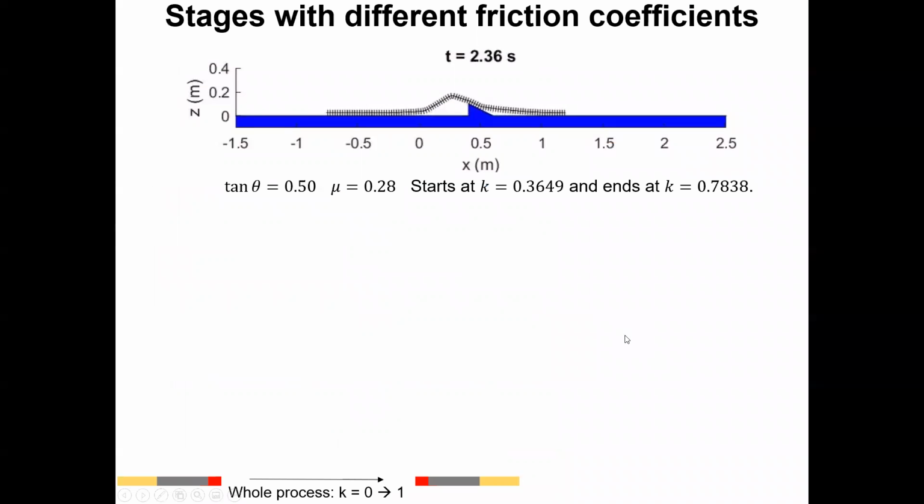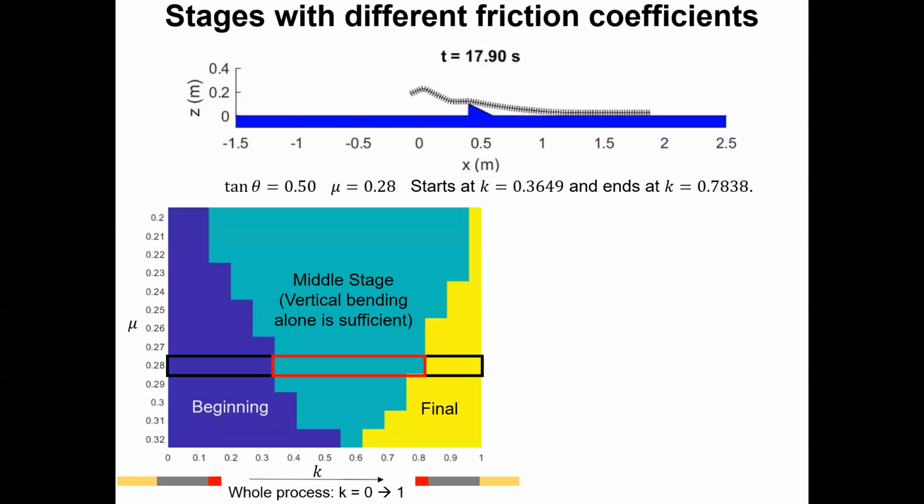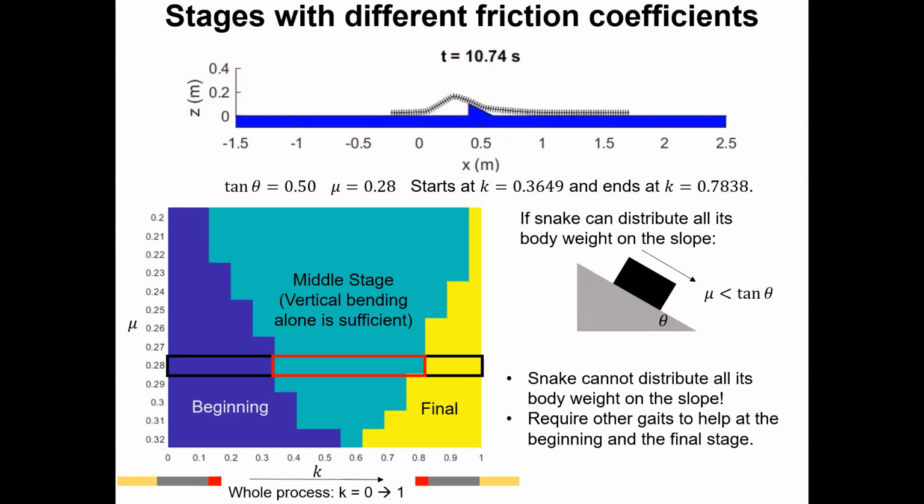Here, we position the snake at the critical point between the beginning stage and the middle stage, and then initiate the motion. The snake finally gets stuck at the critical point between the middle stage and the final stage. Vertical bending alone may only apply to the middle stage. We also tune the friction coefficient and summarize the state range. The case of mu equals 0.28 is boxed in the color map. The range of the middle state becomes narrow as the friction coefficient increases. Here, the friction coefficient is well below the slope, but the snake still gets stuck.